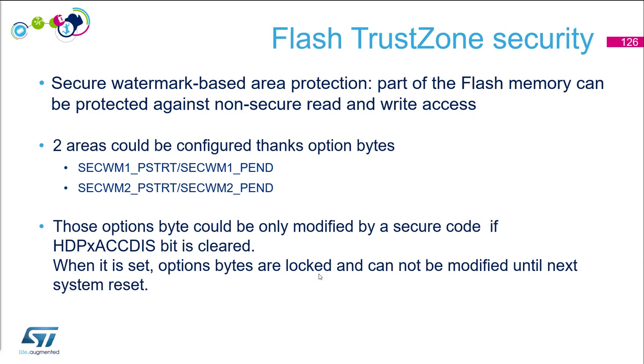First, the secure watermark-based area protection. It's a part of the flash memory that can be protected against non-secure read and write access. So I will say, additionally to the SAU, we will define a region in the flash that is secure only. Two areas could be configured thanks to option bytes. So you've got a start address and an end address for each region. Those option bytes could be only modified by a secure code, and if a specific bit, HDP access, this bit, is clear. When this bit is set, the option byte is locked and can't be modified until the next system reset.